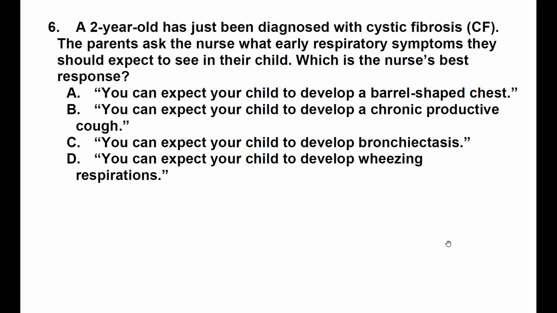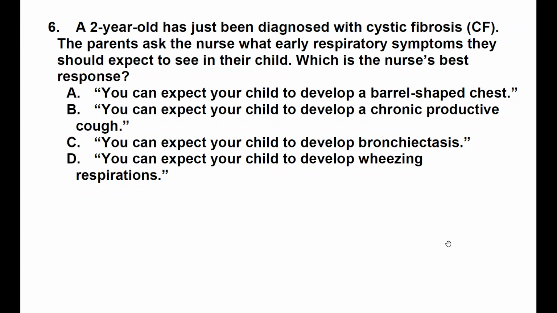Six. A 2-year-old child has been diagnosed with cystic fibrosis. The parents ask the nurse what early respiratory symptoms they should expect to see in their child. Which is the nurse's best response? A, you can expect your child to develop a barrel-shaped chest. B, you can expect your child to develop a chronic productive cough. Or letter C, you can expect your child to develop bronchiectasis. Or letter D, you can expect your child to develop wheezing respirations.